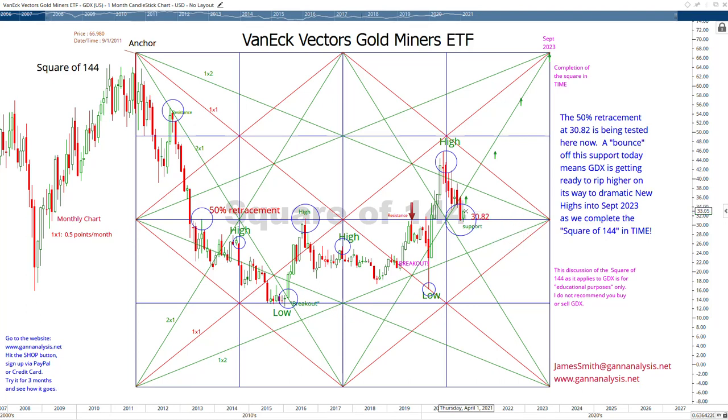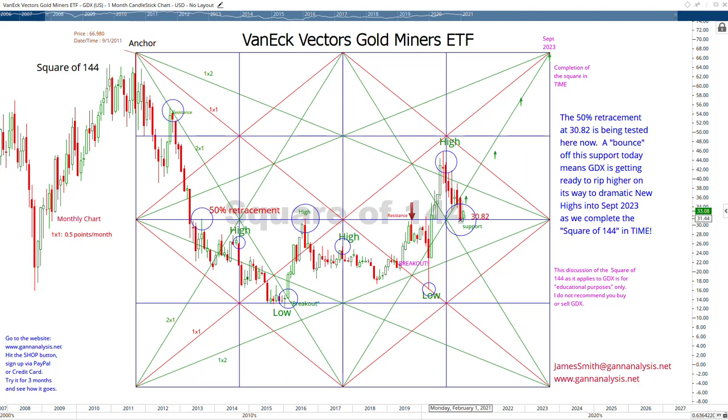But where's it going to go? It might go back to 66.98 to retest the September 2011 high. It might even go higher. But in any case, the completion of the square in time is September 2023. You might want to circle that on your calendar. As you get closer to that date, look for a change in trend.